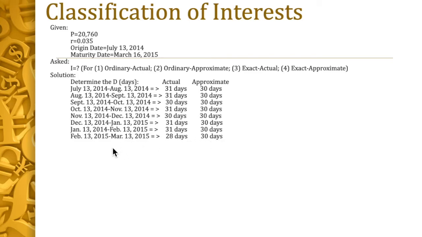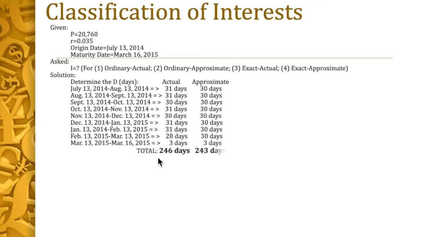Okay. Now, our maturity date is March 16. We ended on March 13, so we need to add it up. March 13 to 16, we know that it's 3 days, no doubt about it. So that's going to be strictly 3 days. So let's sum them up for the actual. Maybe you can sum them up using your calculators. Also for the approximate. Okay, what's the answer?